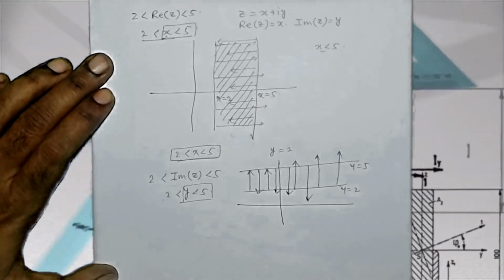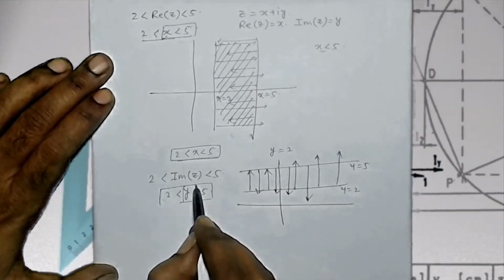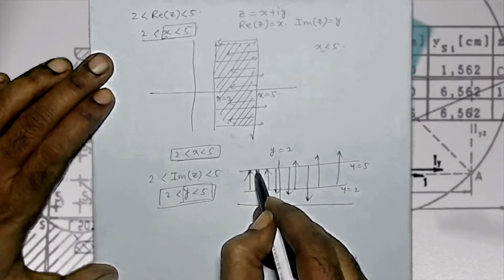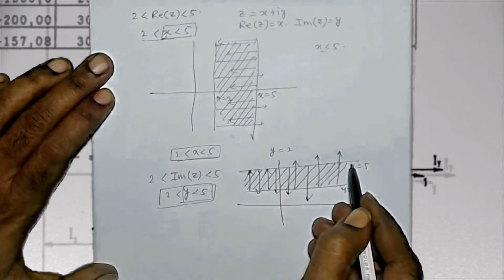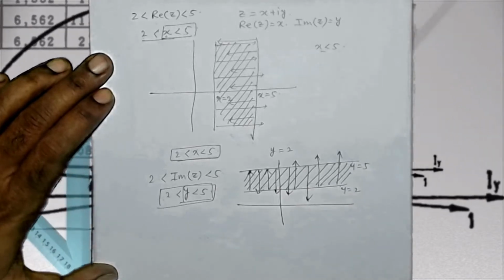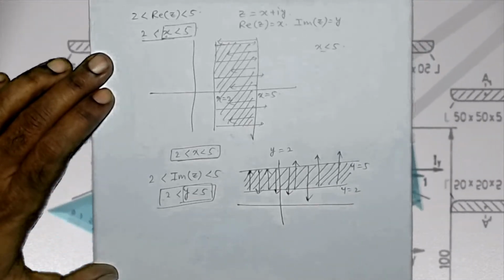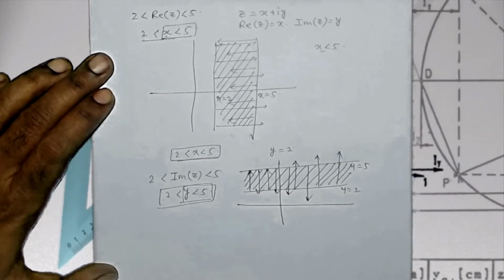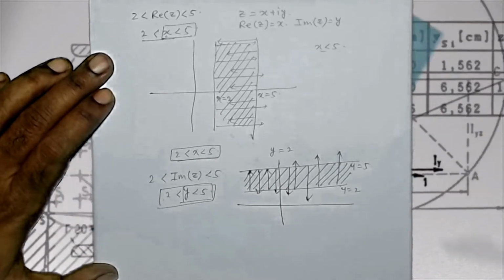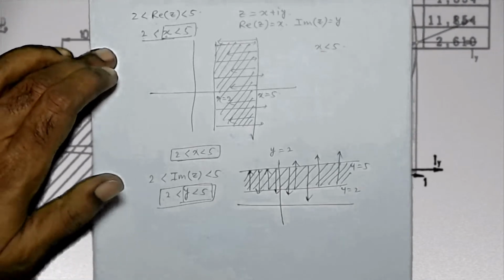Now, which region will satisfy both these conditions? Naturally, the region between these two parallel lines where your complex number z is lying. Yes or no? Have you understood this? Okay. Let us take some other examples here.